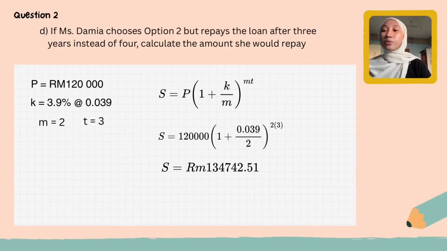D. If Miss Damia chooses option 2 but repays the loan after 3 years instead of 4, calculate the amount she would repay. So the question is asking about S. We need to find S. We first need to list all the main points that we got from the question and substitute into the formula. So S equals 120,000 bracket 1 plus 0.039 divided by 2 to the power of 2 multiplied by 3. So S is RM134,742.51.